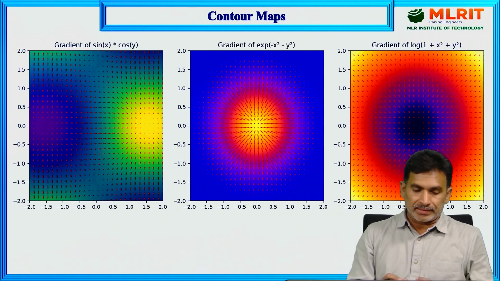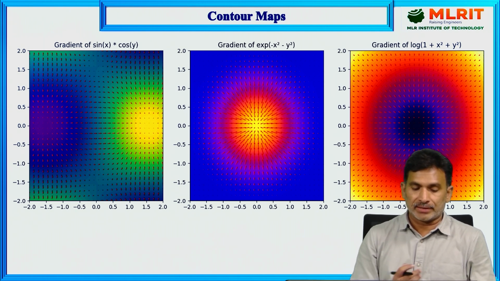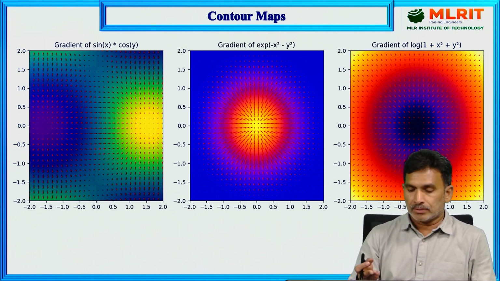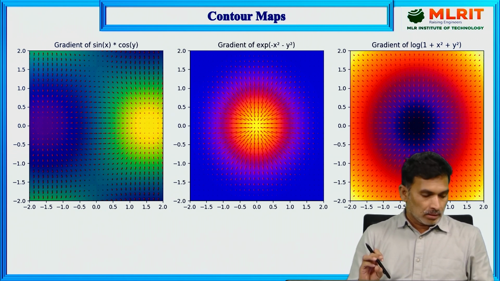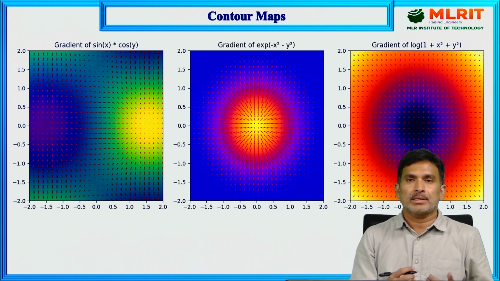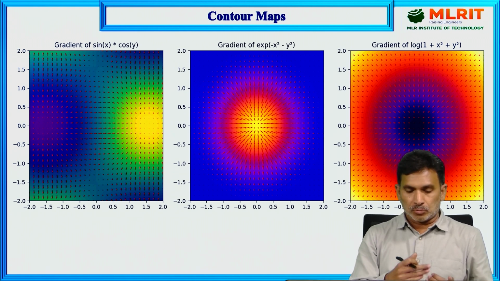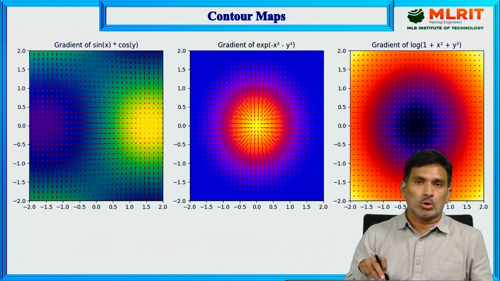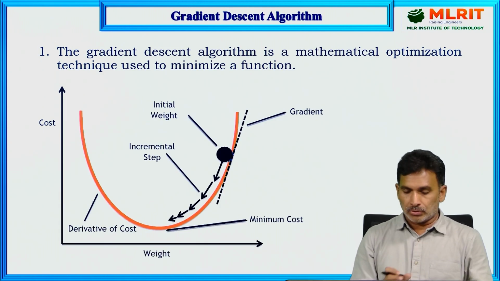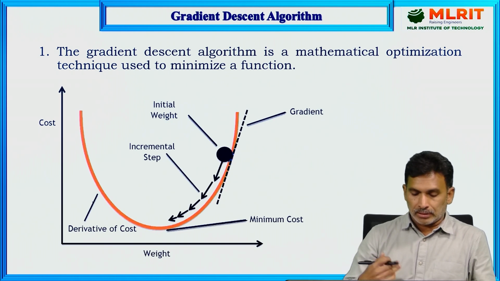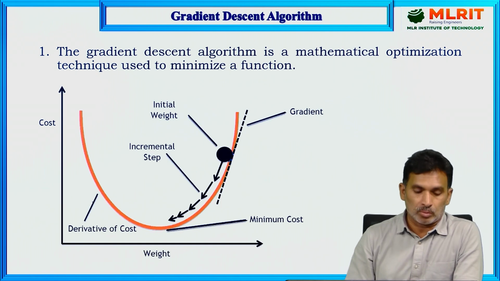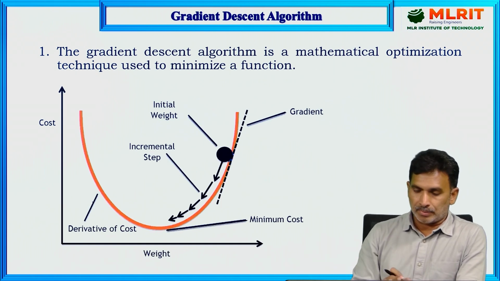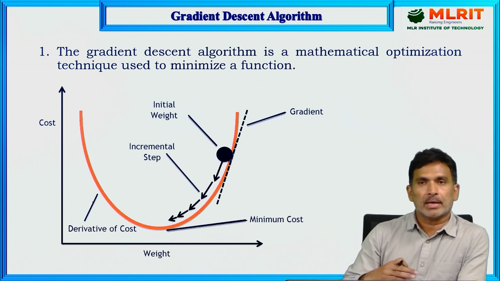And these are different contour maps for different equations, like sin of x times cos of y, and the gradient of exponential minus x squared minus y squared. That is just to understand how the gradient, with the direction and the magnitude, keeps moving in every iteration to reach the global minimum. Here you can see the 2D representation of this gradient and how the learning rate and the incremental steps work before reaching this minimum cost, that is global. So the gradient descent algorithm is a mathematical optimization technique, that is, we have to minimize the cost.